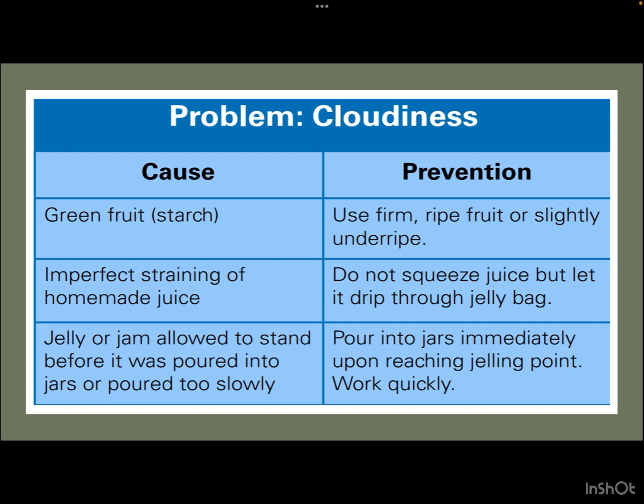The second reason could be imperfect straining of homemade juice. Do not squeeze the juice but let it drip through the jelly bag so that unnecessary fibers and starch particles may not pass through the filter which you are using. The third is jelly or jam allowed to stand before it was poured in jars, or poured too slowly. Pour into jars immediately upon reaching the gelling point. We have studied this during the process for jam formation. As soon as the jam is formed, we need to hot fill it in sterilized containers so that no such problem is attained.